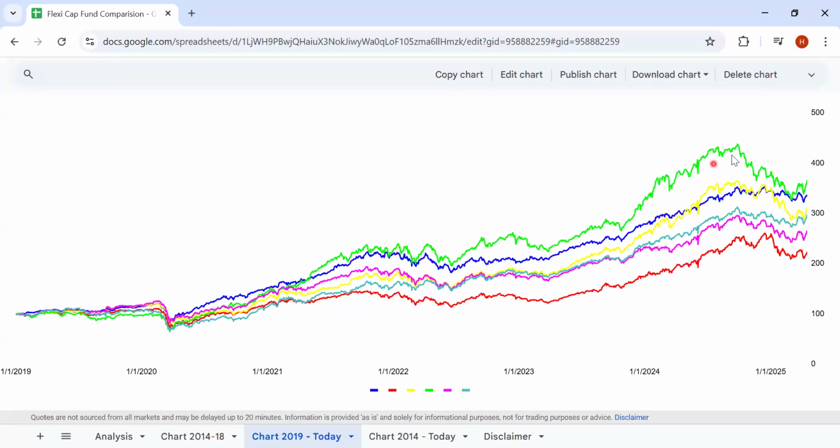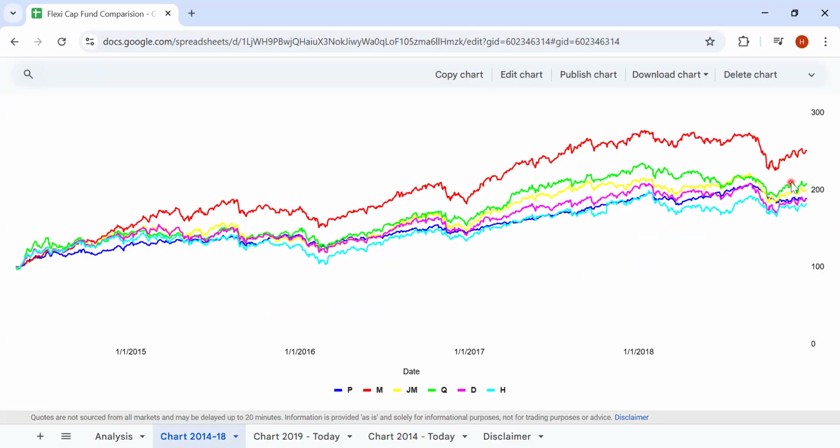So now if you look at it, these are the three funds which have been the top performers in this 5-year horizon. But if you look from 2014 to 18, Quant Flexi Cap, JM Flexi Cap, and Parag Parikh Flexi Cap performed a lot lower compared to Motilal Oswal, compared to the NAV performance, right? So when Motilal Oswal was at 251, these are around 200.